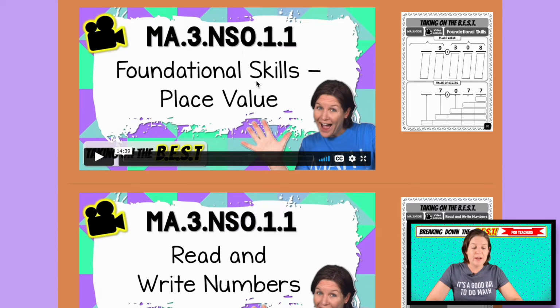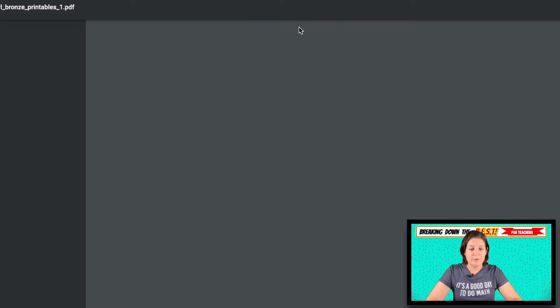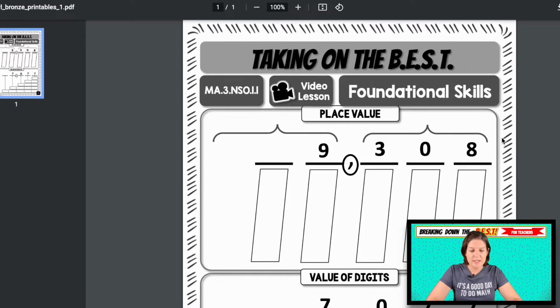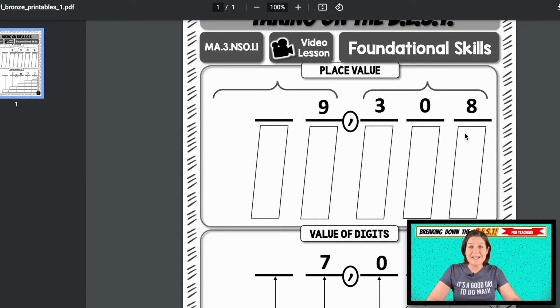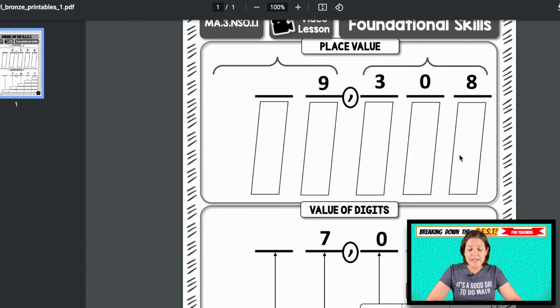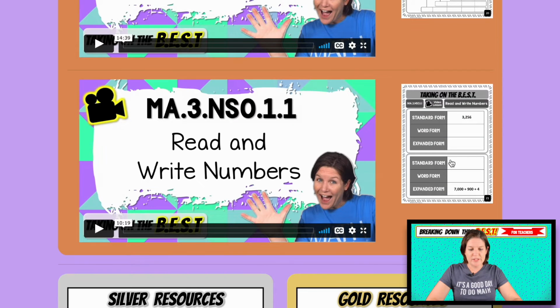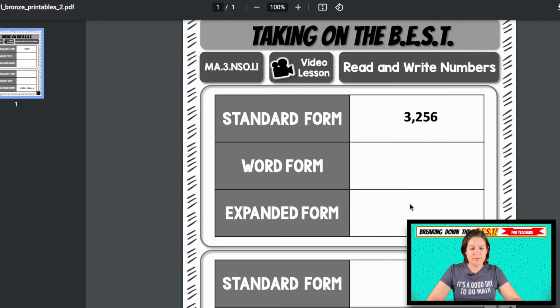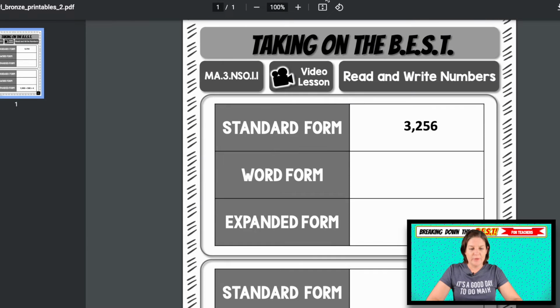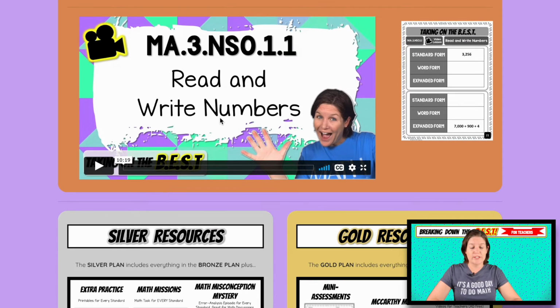And you can see what I was talking about with that very first video lesson, foundational skills and place value. I'm just clicking on the PDF real quick so you can see where you can take time with your students to break down the places that digits are located in and the value of the digits. Definitely check that out. You can also see that we have a read and write numbers episode where we practice reading and writing numbers in the different forms. These are the printable guides that go right along with the video lesson. That is the bronze resource area.